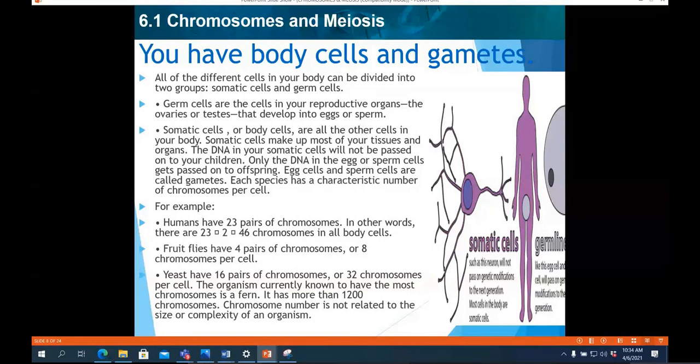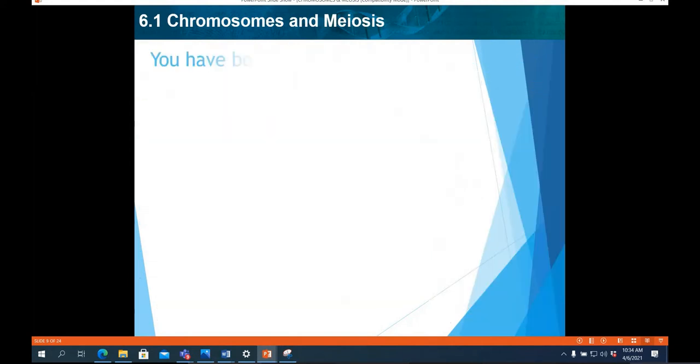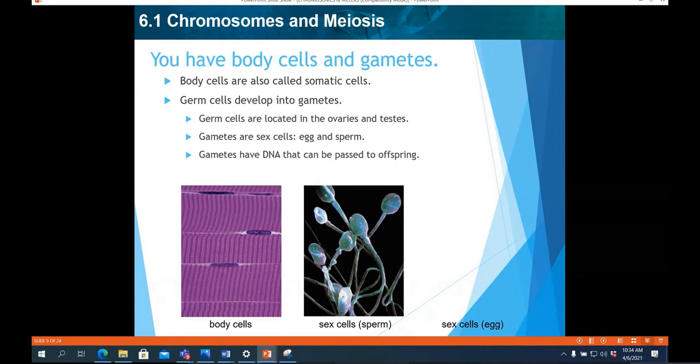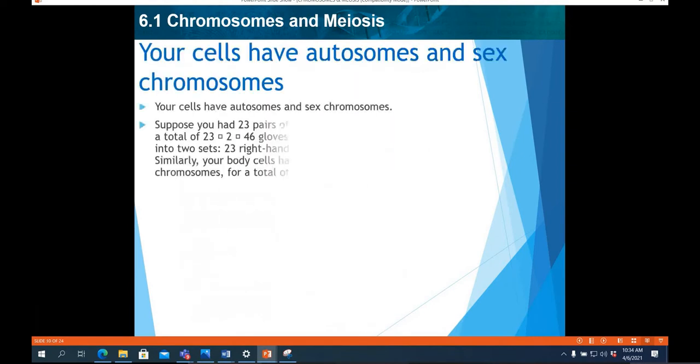Humans have 23 pairs of chromosomes, and 23 times 2 gives 46 chromosomes in total. It differs from fruit flies to other types of organisms. Some have more, especially the fern plant, which has the maximum number of chromosomes, 1200, compared to a human. Now, as you can see, the germ cells are located in the ovaries and the testes, and they are known as the gametes or sex cells, and they have the DNA that can be passed on to the offspring.